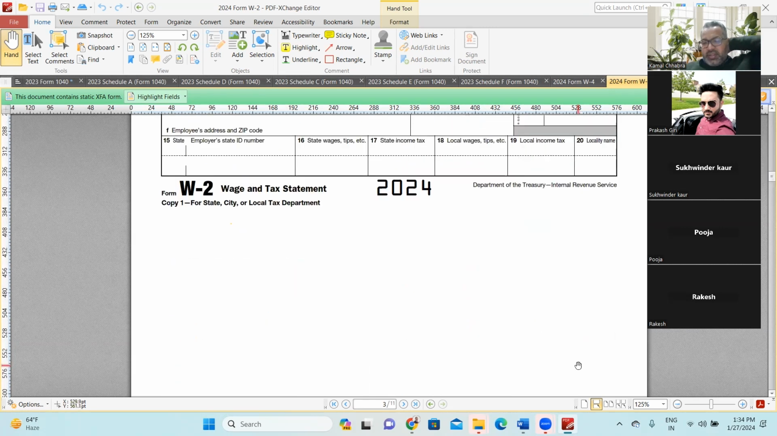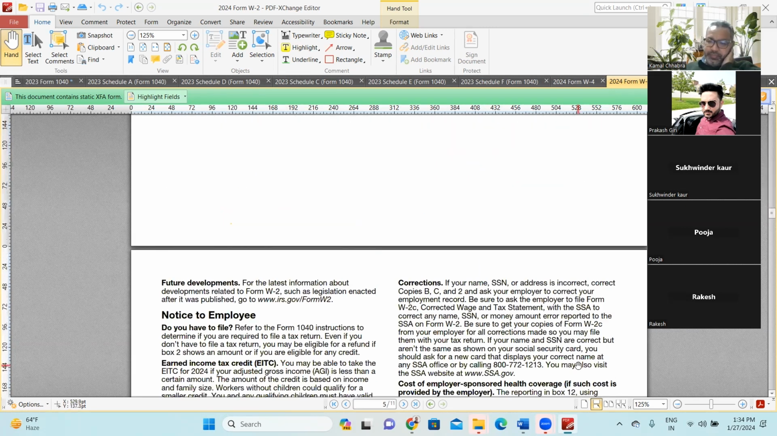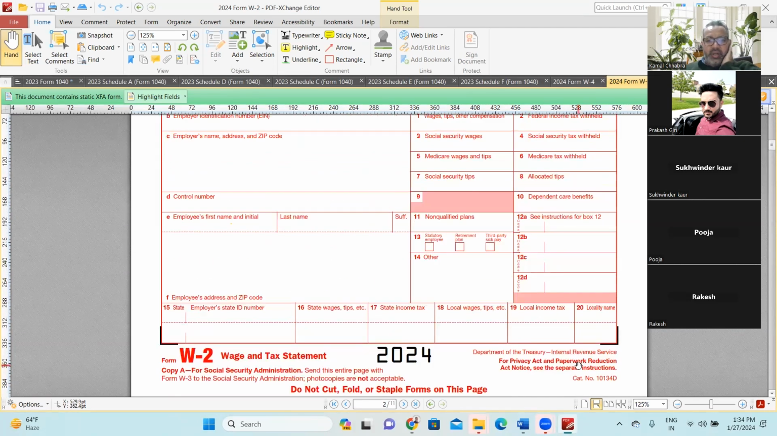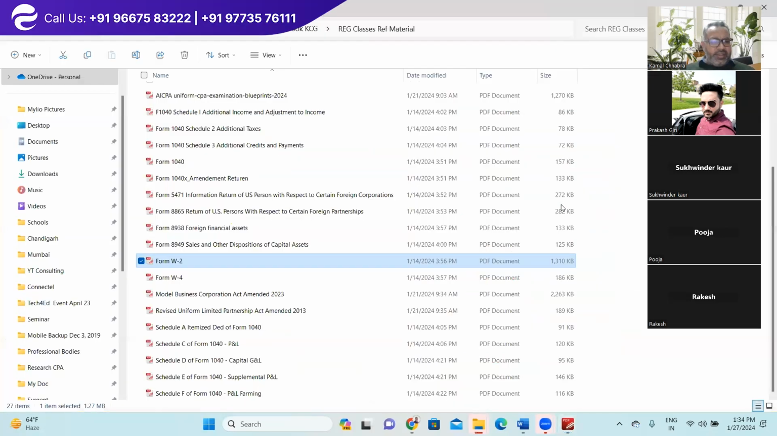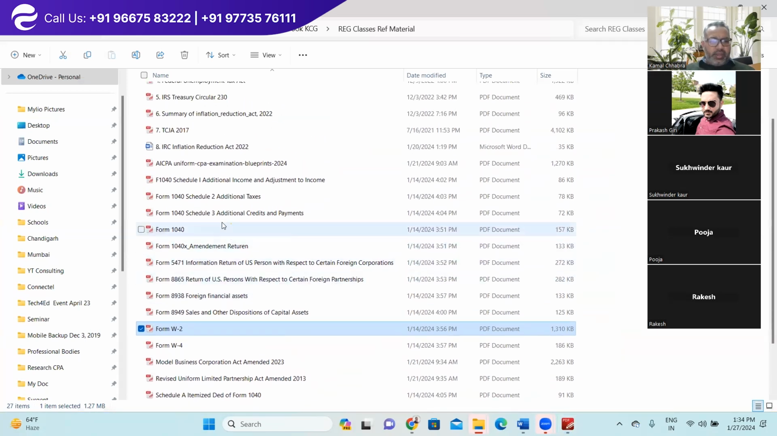I'll be sharing all these things with you so you can have them for ready reference. But normally, as a tax practitioner, the most important for us is this red one, right? Here you will get all the details of taxable income for federal tax purposes as well as for state tax purposes. Most of the time you'll be using this form, right? In addition to that, there are a couple of other forms I can quickly walk you through.